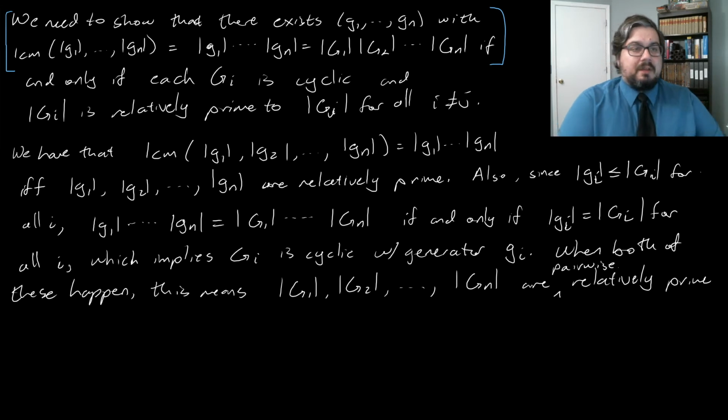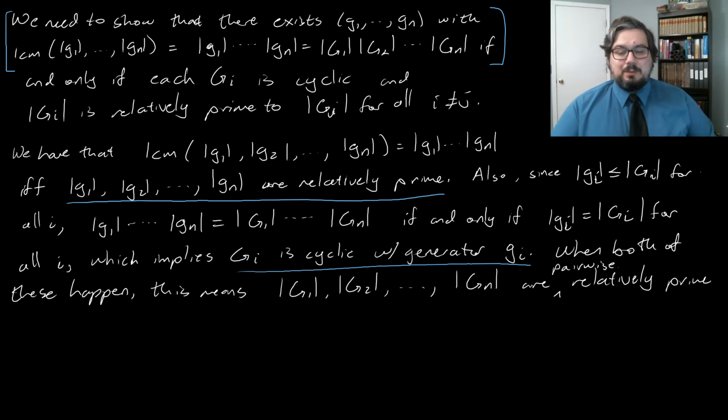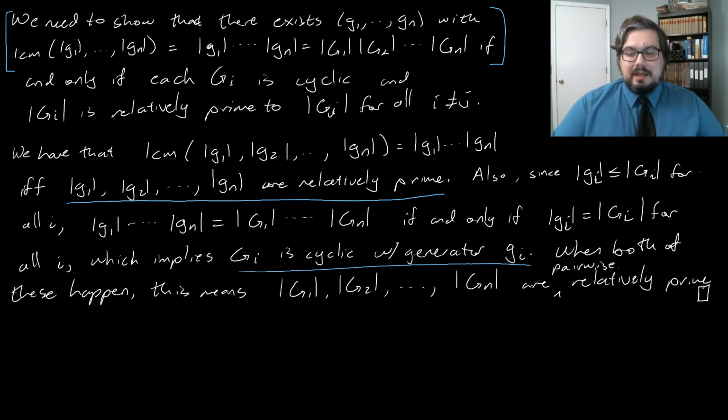And that's because we have that the orders of the elements gi are relatively prime, but we have that group Gi is cyclic with generator gi. So when we have the equations up above, or when we have the top two lines here, then that means that each of the Gi is cyclic, and therefore their orders are pairwise relatively prime. And that finishes the proof. It doesn't quite finish the proof.